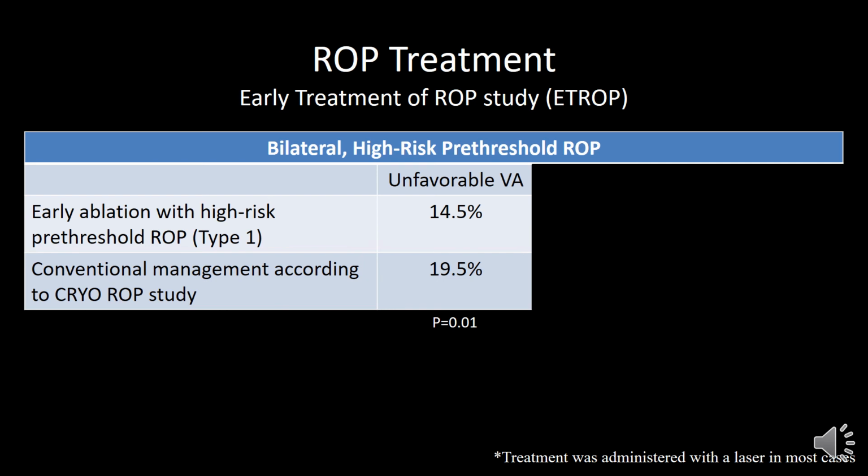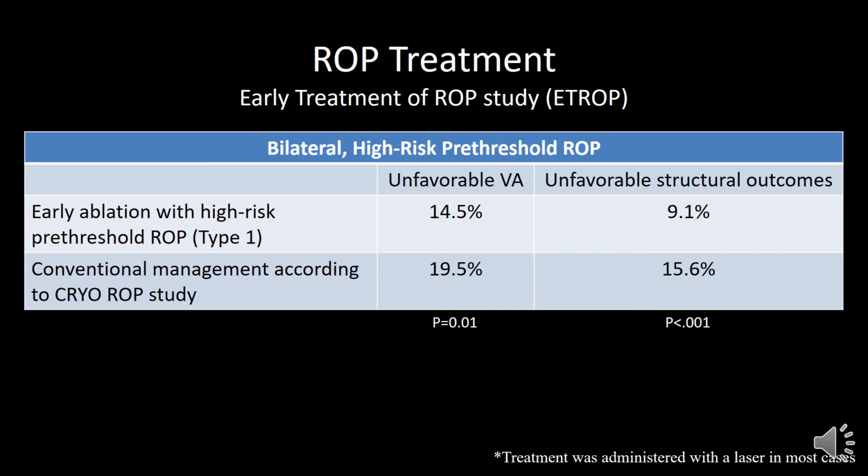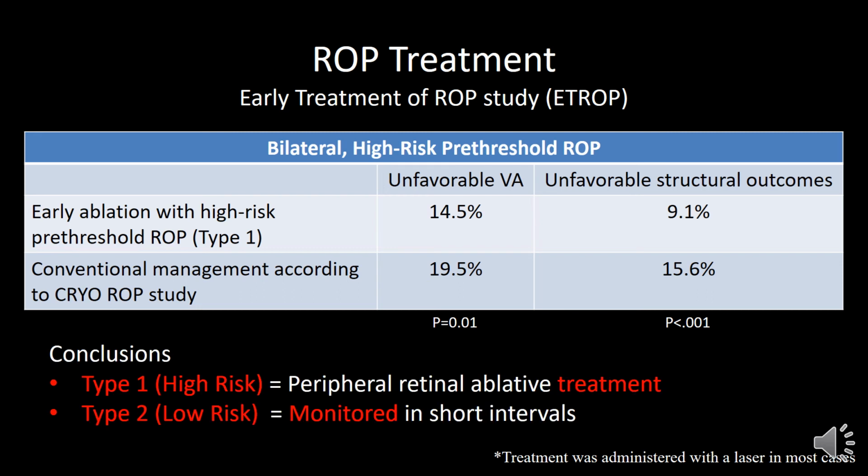In infants with high risk pre-threshold ROP, earlier treatment was associated with a reduction in unfavorable visual acuity outcomes from 19.5% to 14.5% at 9 months. Also, there was a reduction in unfavorable structural outcomes from 15.6 to 9.1% at 9 months. This study determined that the clinical categorization of pre-threshold eyes into type 1 or type 2 ROP achieved very similar results to the computational model for risk assessment in pre-threshold eyes. They concluded that type 1 ROP should be treated with peripheral retinal ablative treatment, while type 2 ROP should be monitored in short intervals.